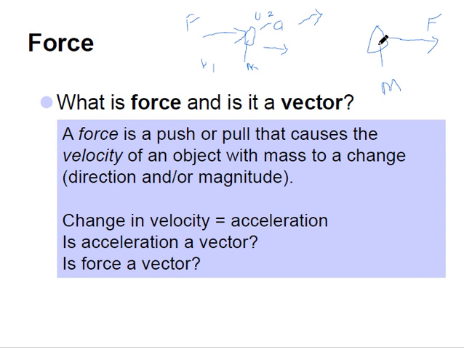So the force can change the velocity. You're going with v1. After the pull, the same object is going to get a different velocity, and there you generated acceleration. So you've got a change in magnitude, a change in direction, or both.